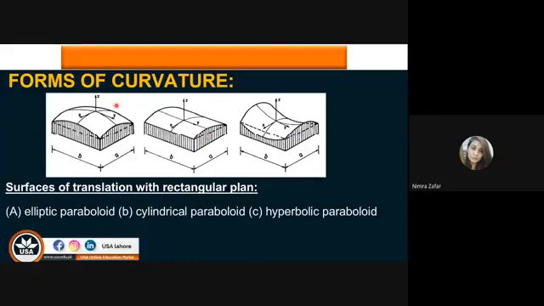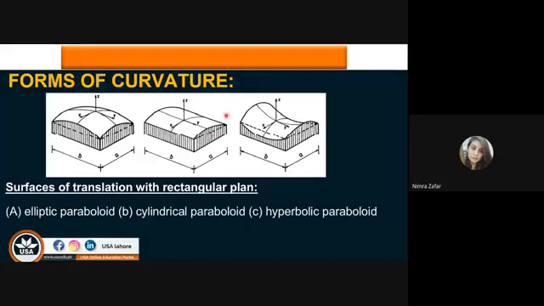So this is one curve. You can see this. And this is another curve. These two curves are meeting each other to create a surface of translation, to create a new surface. Then we have this curve and this curve.